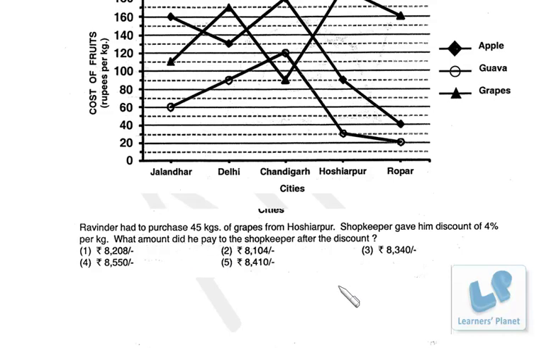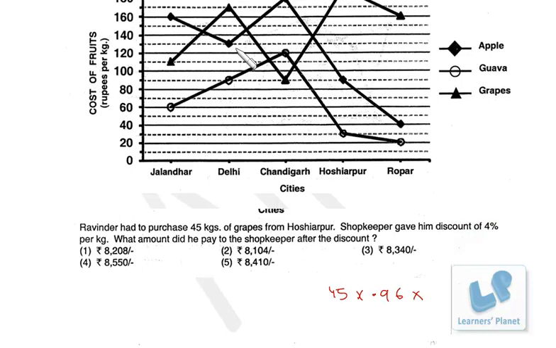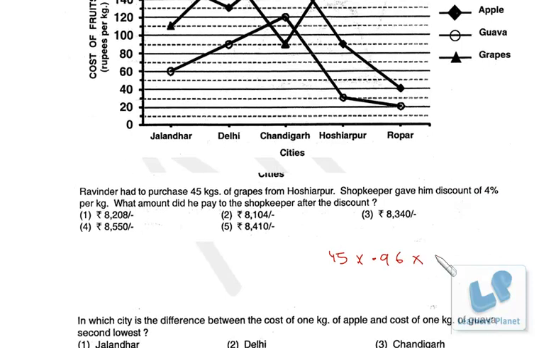Now, 45 kilogram is the quantity. Shopkeeper is giving him 4% discount. That means ultimately he is charging 96%. And what is the price per kilogram of grapes in Hoshiarpur? So grapes, that's triangle, and in Hoshiarpur the price is 190. Okay, that is between 180 to 200. So it is 190. Okay, so I just write the price per kilogram, that is 190.